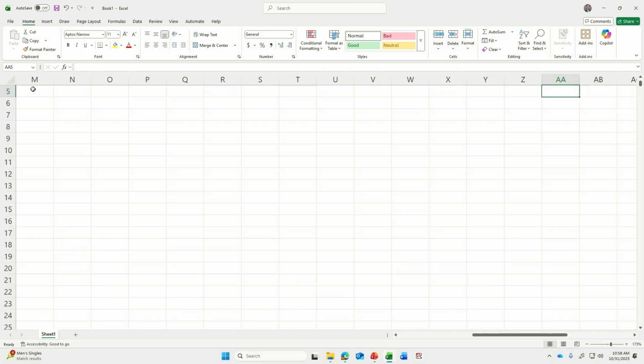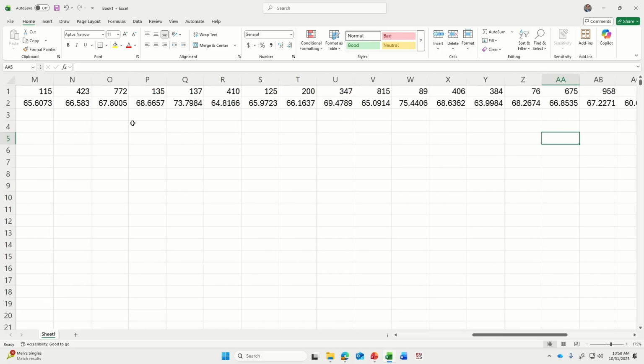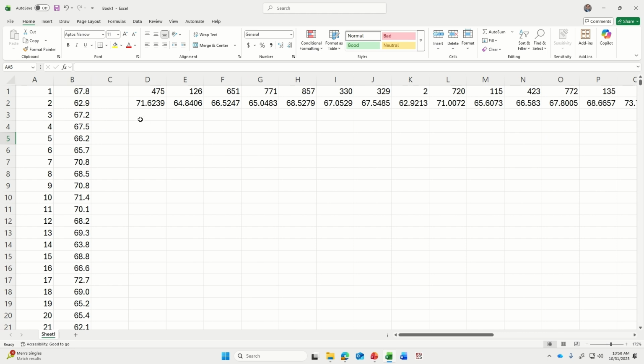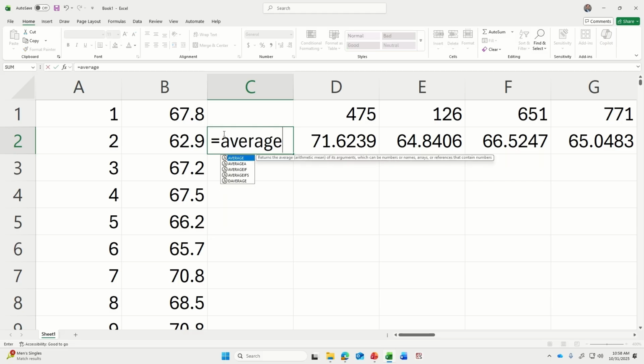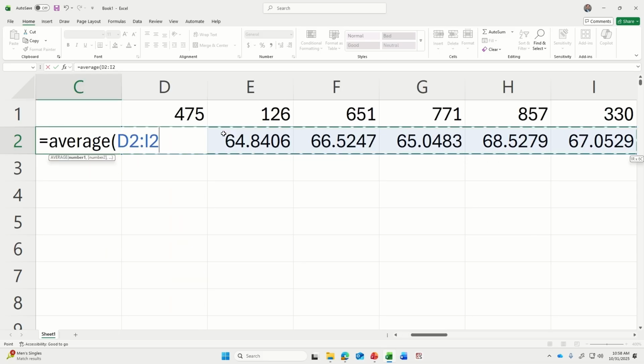And then the last thing I want to do is take a sample mean. The sample mean in Microsoft Excel is going to be equals AVERAGE, like that. And then I select the numbers that I want to average.